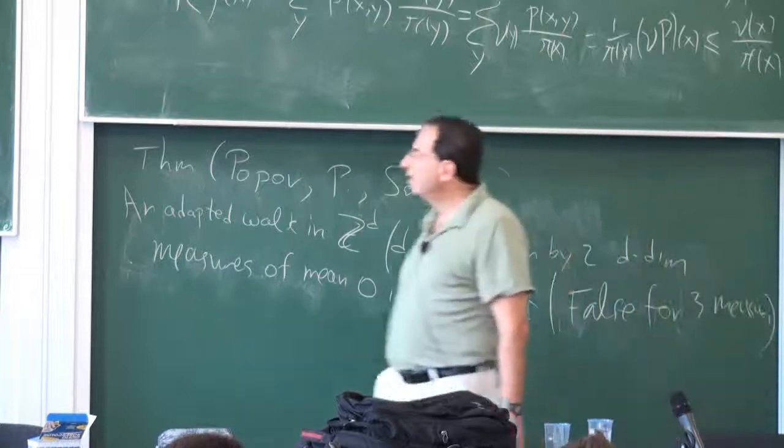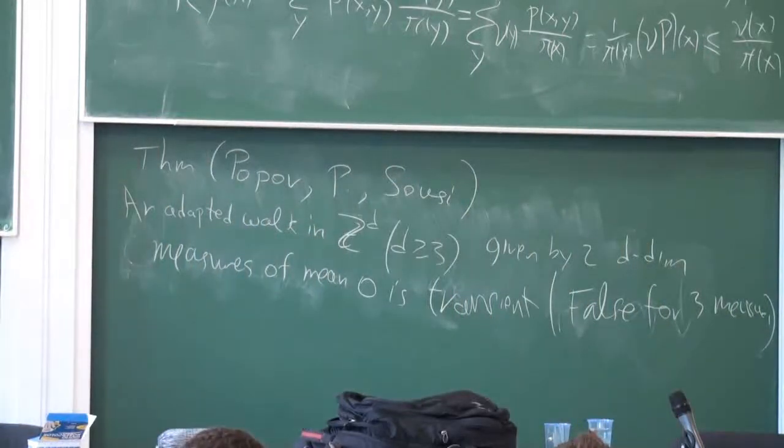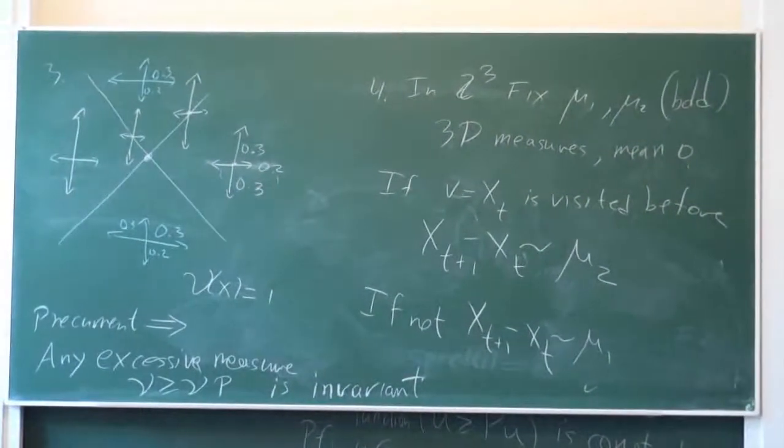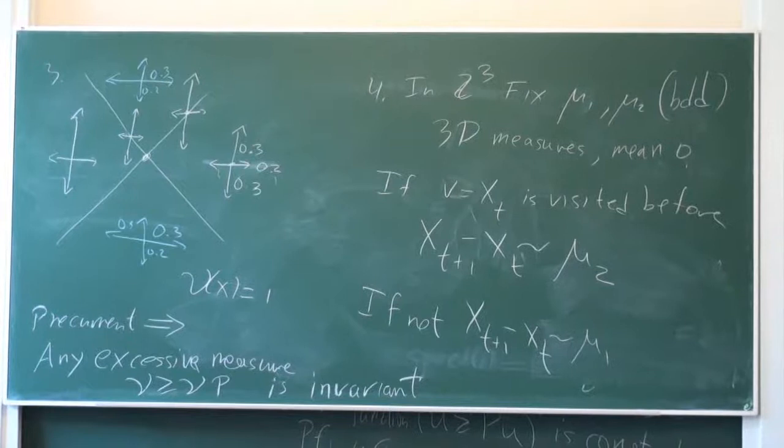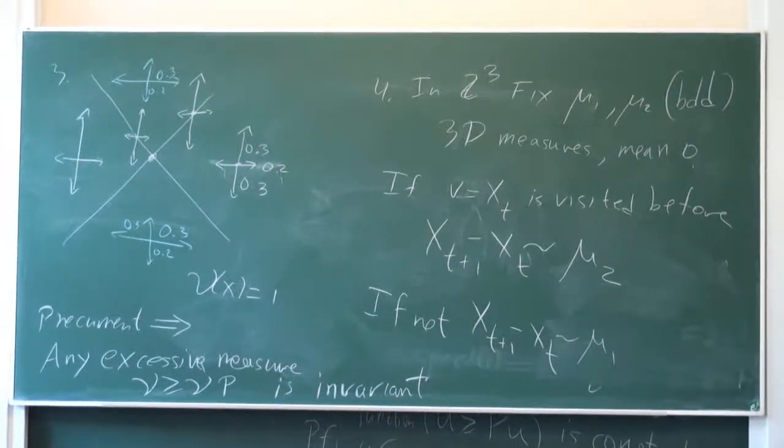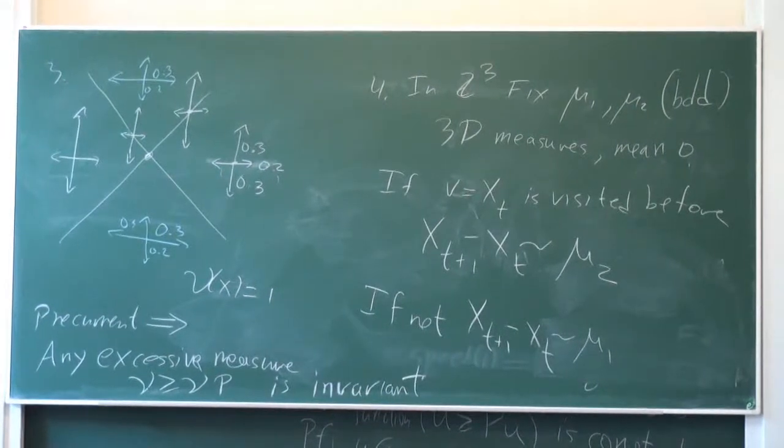What I mean is, in this process we have 2 measures, mu1 and mu2, and we decide in an adapted way, based on the past, which one to use in every step. Now, any process like that in Z3 or any dimension which is 3 or higher will be transient with 2 measures, but with 3 measures you can already construct a counterexample in Z3. In fact, in d dimensions, you can construct an example with d measures.